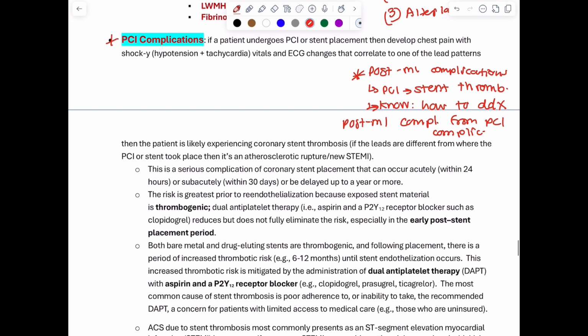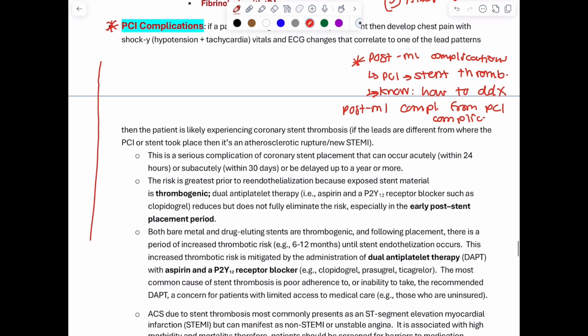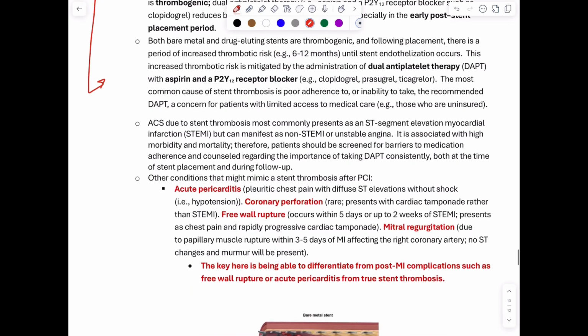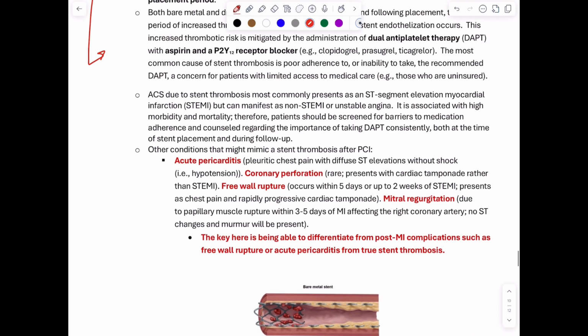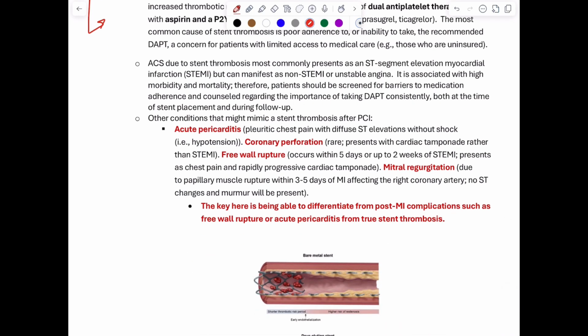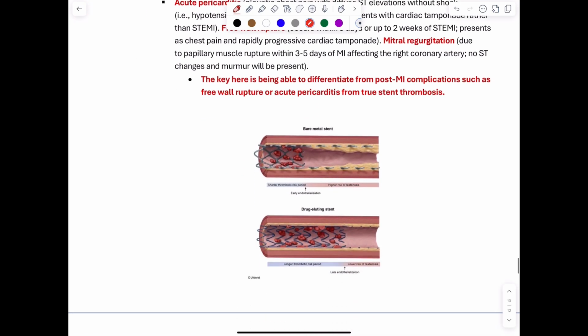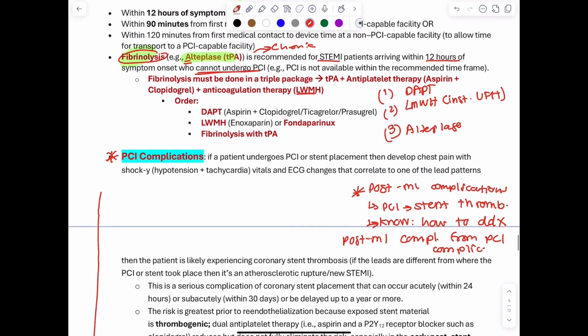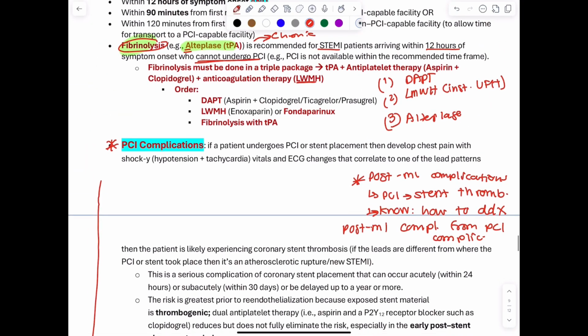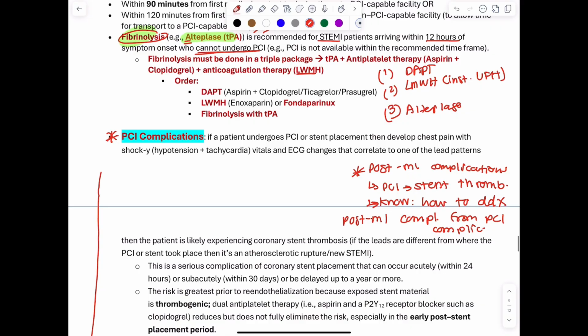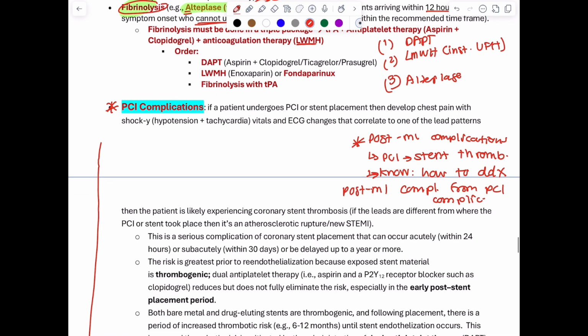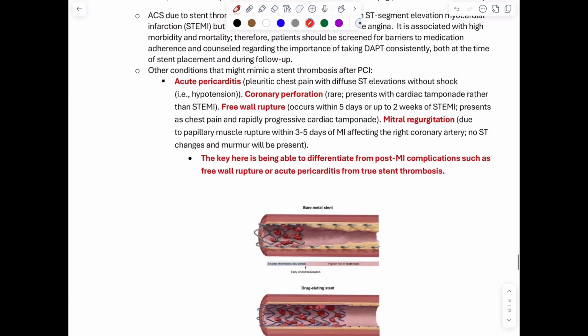And right here, I kind of talked about it in this paragraph. Read this on your own and ask if you have anything that you're confused on, I can explain. I just want to get to the more important part. But just know that post-MI complications can be either mitral regurgitation, ventricular septal defect, or they could be a PCI stent thrombosis. No, that's a thing. Sometimes they try to test you to see if you know how to differentiate it. Okay.